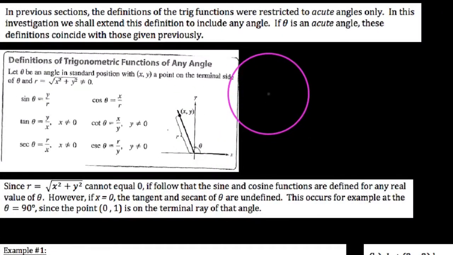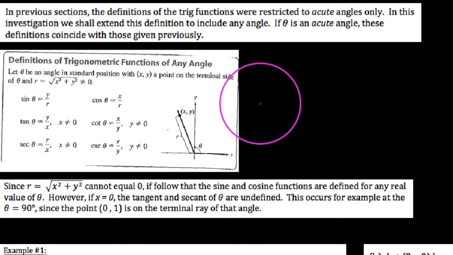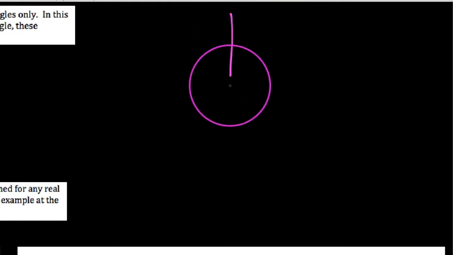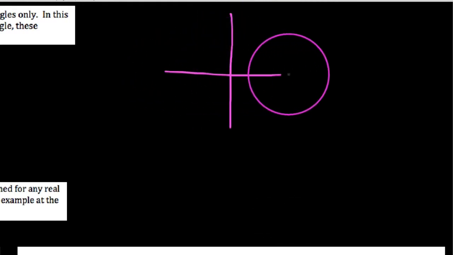In this video, we're going to extend our definitions of the trig functions to include not just trig functions of acute angles only, but trig functions of any given angle theta, maybe sketched in standard position. And so the way we're going to do this is to sketch a general angle over here. And I just want to point something out.